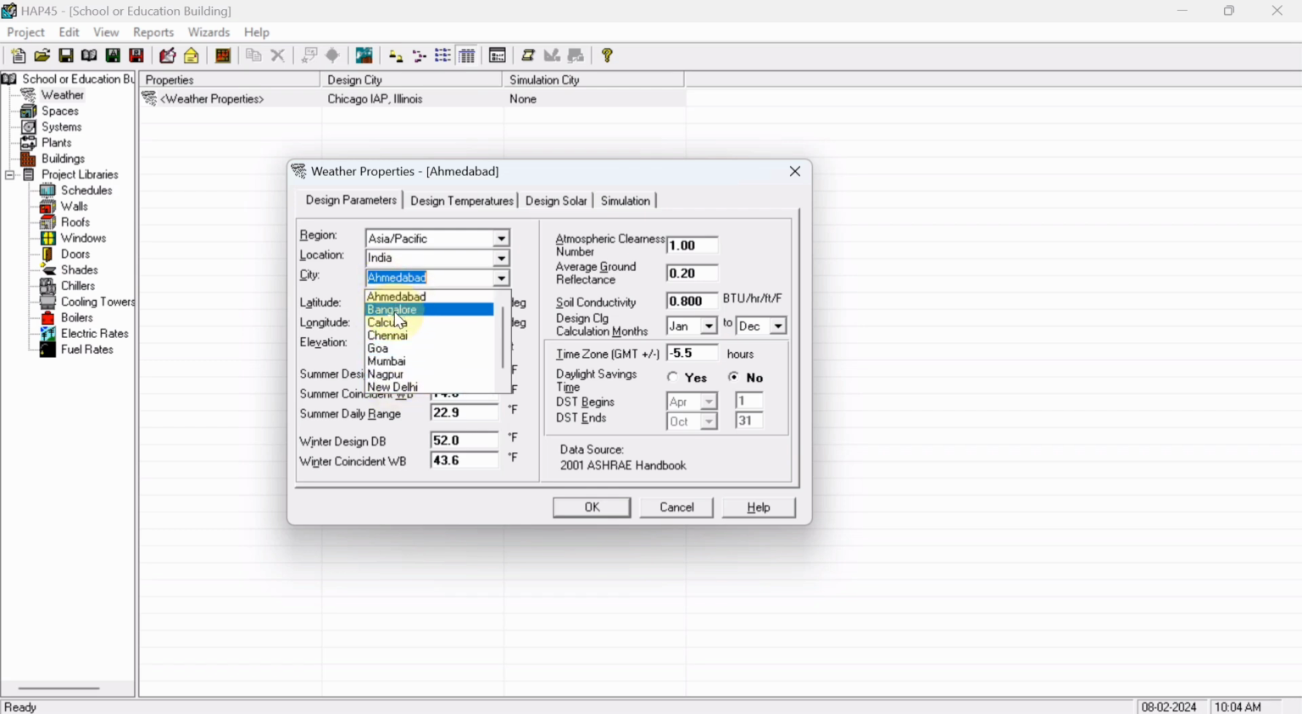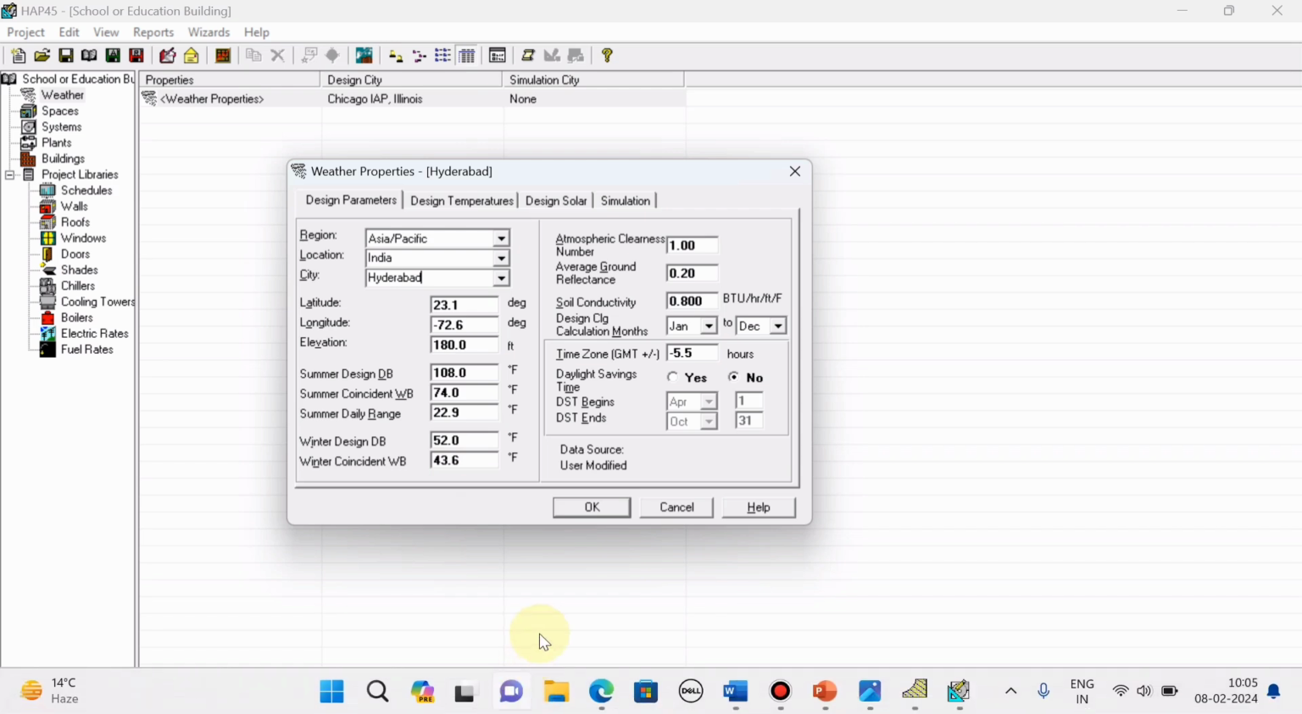Whatever city is given, I am not selecting those. We have to design for Hyderabad, so you have to type manually. Write down Hyderabad. Now see, you have to define all this latitude, longitude from where? From the ASHRAE 2021 climatic conditions. We have to open the climatic design topic, and from that we have to fill in all these details.